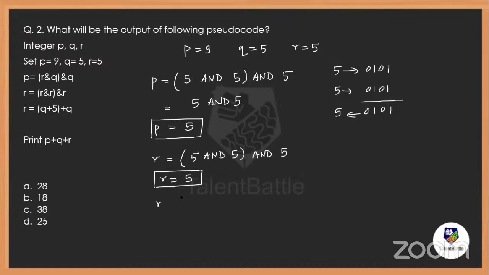So R is equal to Q plus 5. Value of Q is 5, plus 5, plus value of Q again, that is 5. Q is already given to us, which was not utilized or modified in the earlier two expressions. Only P was getting modified and R was getting modified. So 5 plus 5 plus 5.